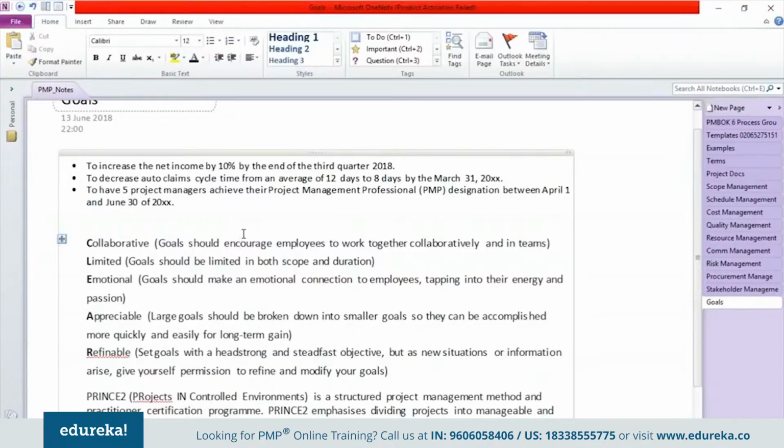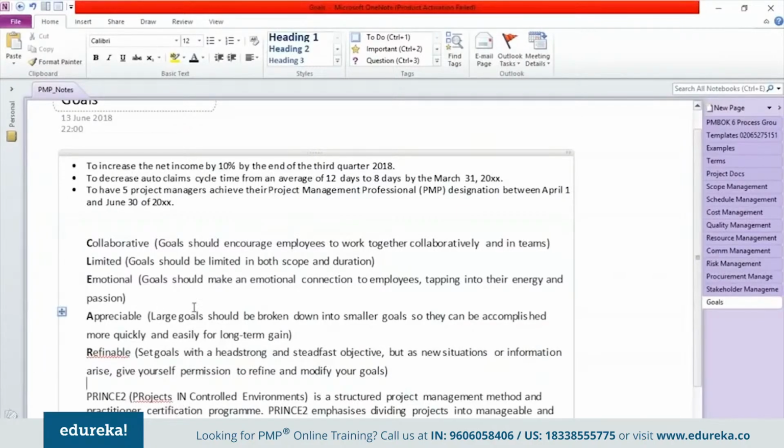The other example could be to decrease auto claims cycle time from an average of 12 days to 8 days by March 31st, maybe 2019. So this is another good example wherein we're very clear about what we want to achieve by the end of that project. If we want to reduce the cycle time, by how many days and by when do we want to reduce the cycle time, etc. So if the goal is clear and smart, then it becomes much easier to relate to.